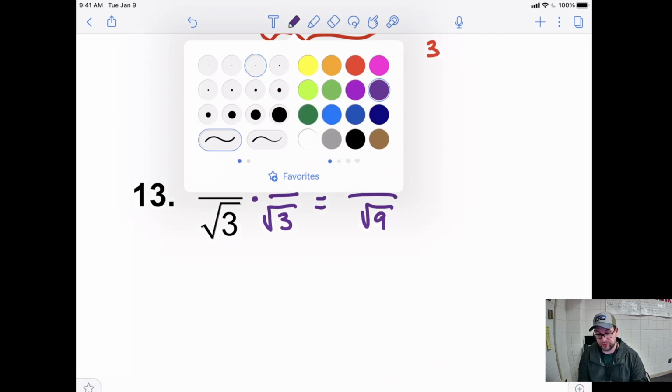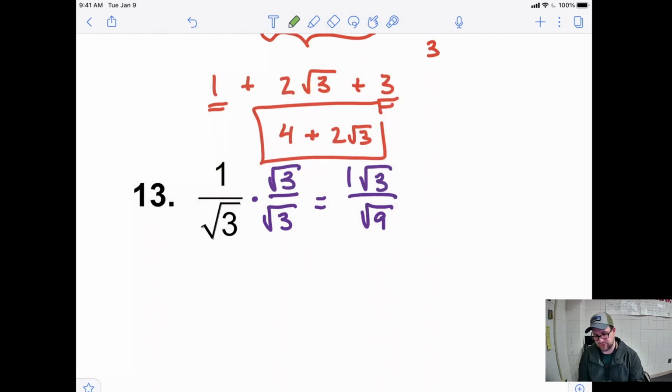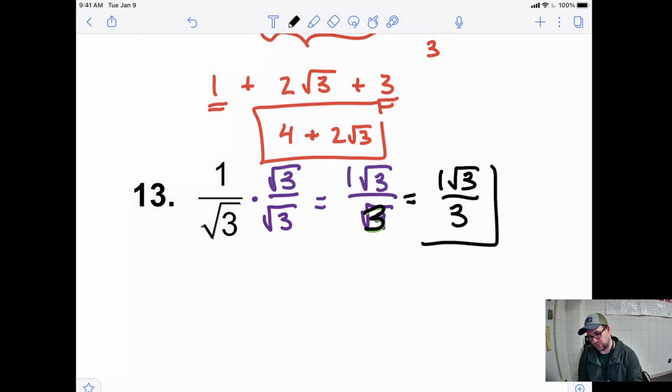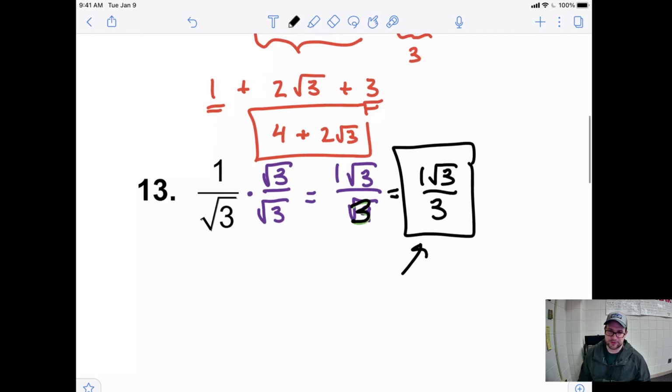And of course, we do know the square root of 9 in this situation. The square root of 9 is just a 3. So we can really rewrite that as 1 square root of 3 over 3, and we are actually done. There is no more square root in the bottom. We've managed to move it to the top, which is just fine for what we needed to get accomplished.